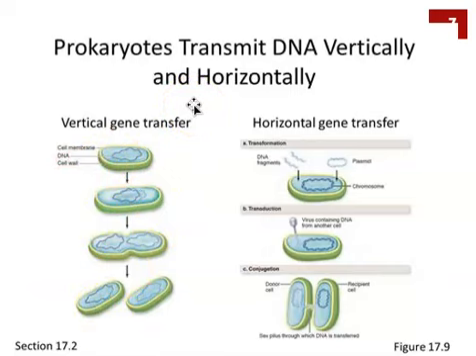Horizontal transmission doesn't work like that. Horizontal transmission moves DNA between two cells of the same generation, two unrelated cells in the same generation. And remember, we said it can happen three ways. Conjugation is actually shown down at the bottom here. Conjugation involves a structure called a sex pilus. Remember, we talked about pili.